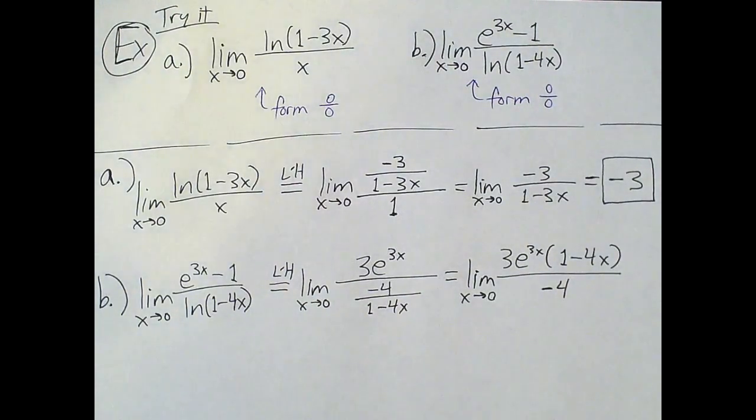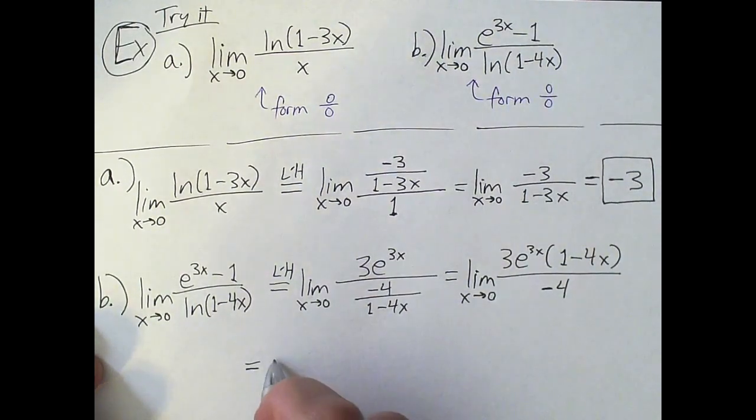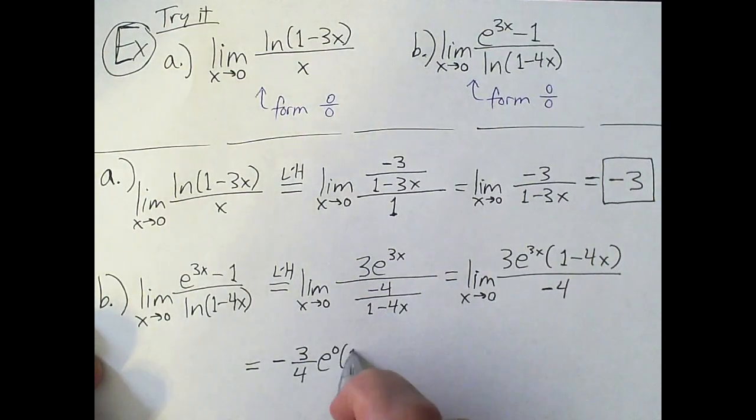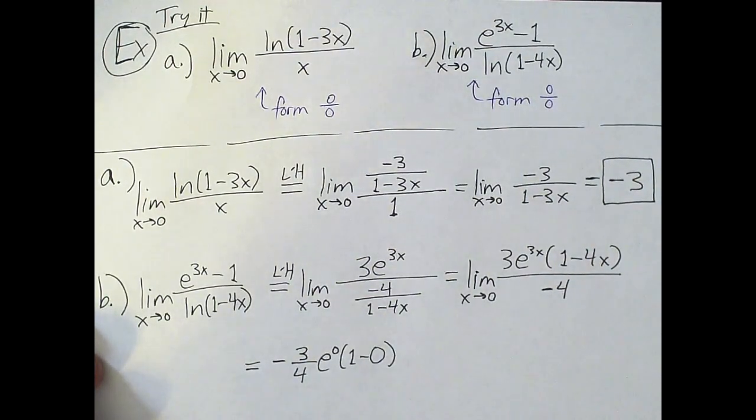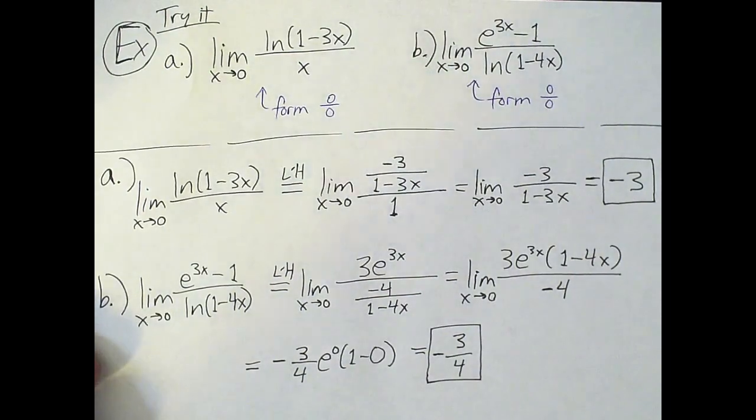And we have to ask ourselves, is this an indeterminate form? Do we need L'Hopital's rule again? Well, what's happening to the top and bottom? The bottom is just -4. As x approaches 0, -4 is just -4. What's happening to the top? This is e to the 0, times 1 minus 0. I think that it's fine to just not use L'Hopital's rule and say this is -3/4 times e to the 0 times (1 minus 0). I know e to the 0 is 1, so this is -3/4. And that's the answer.